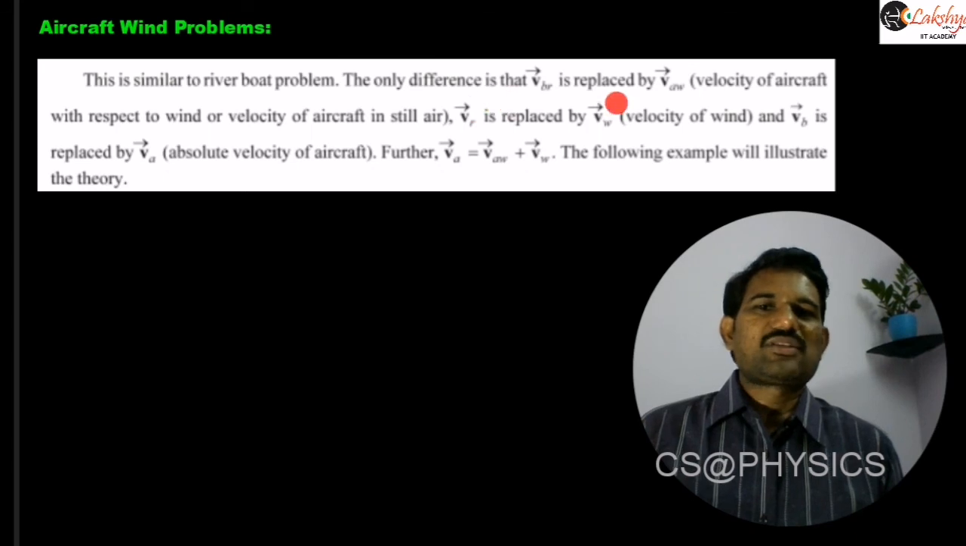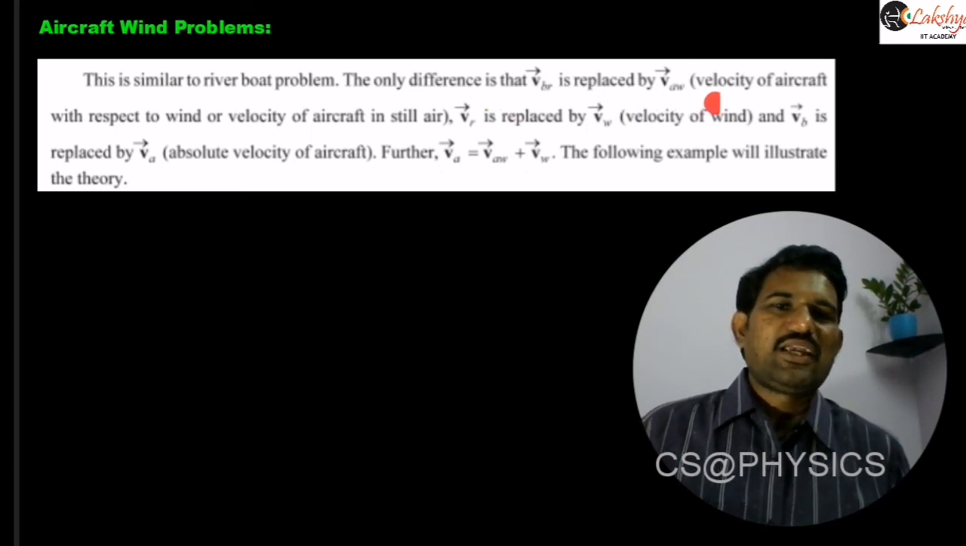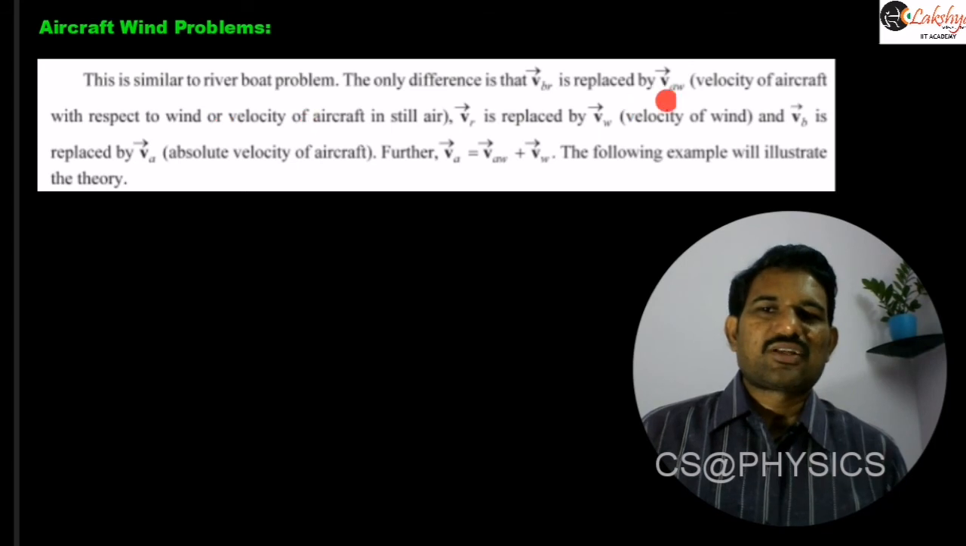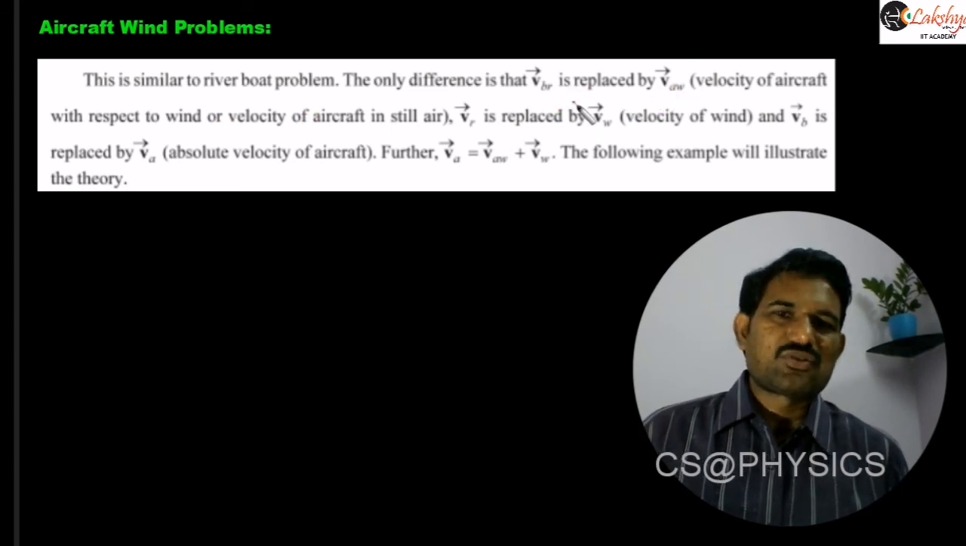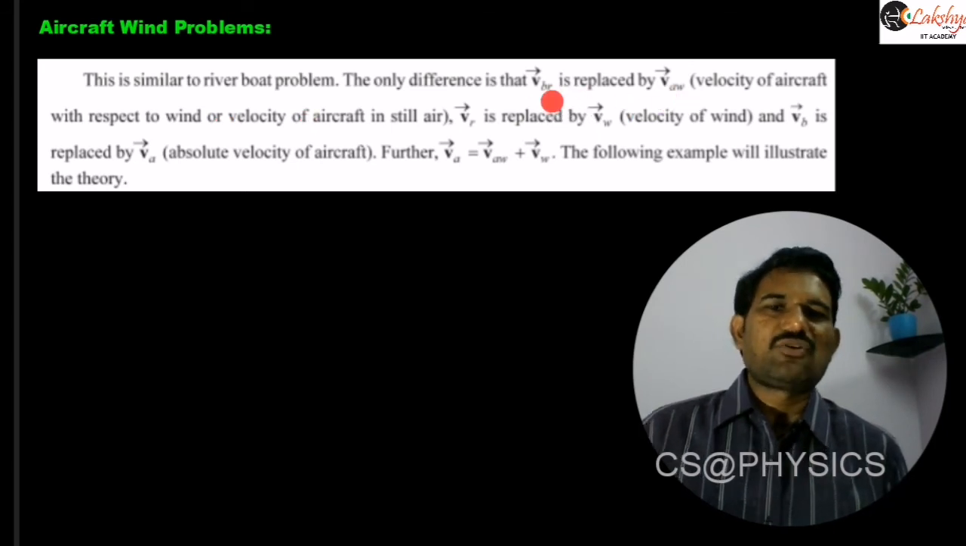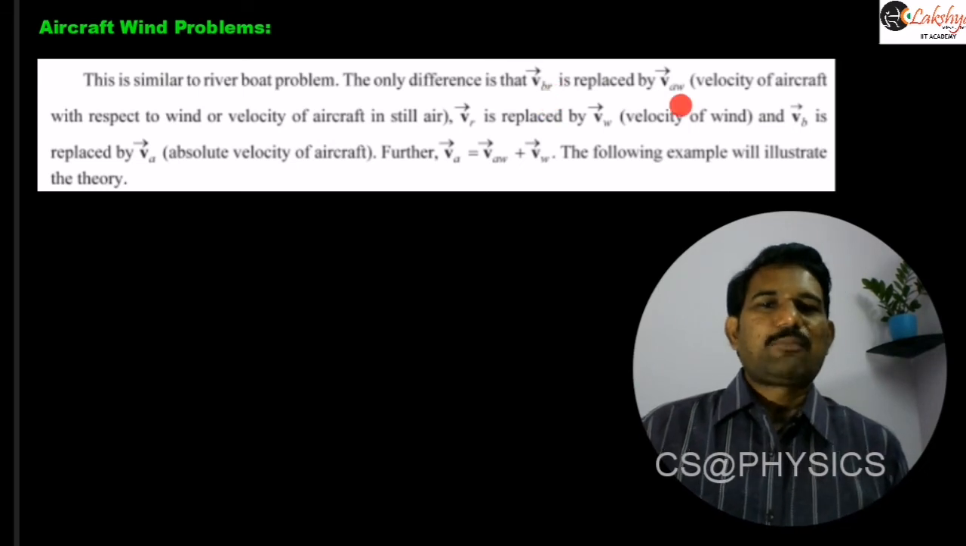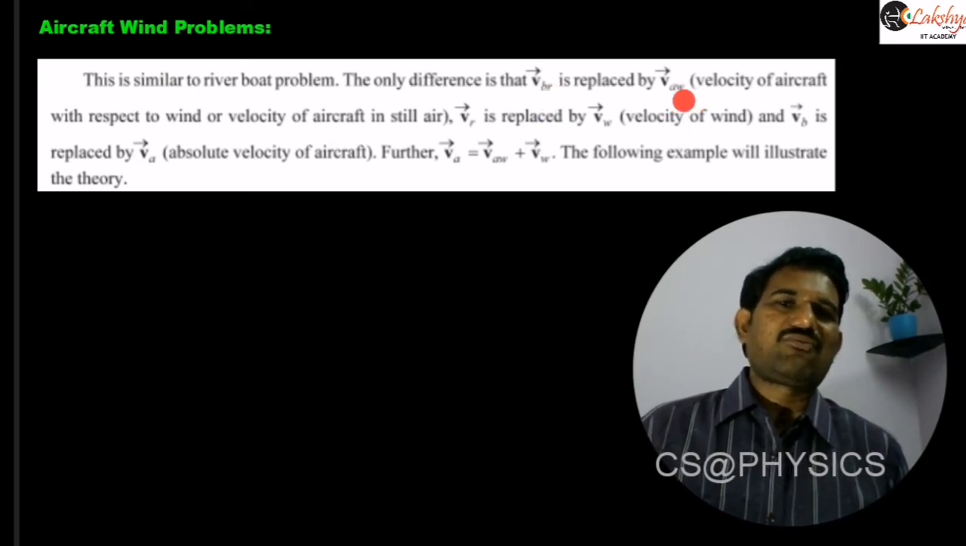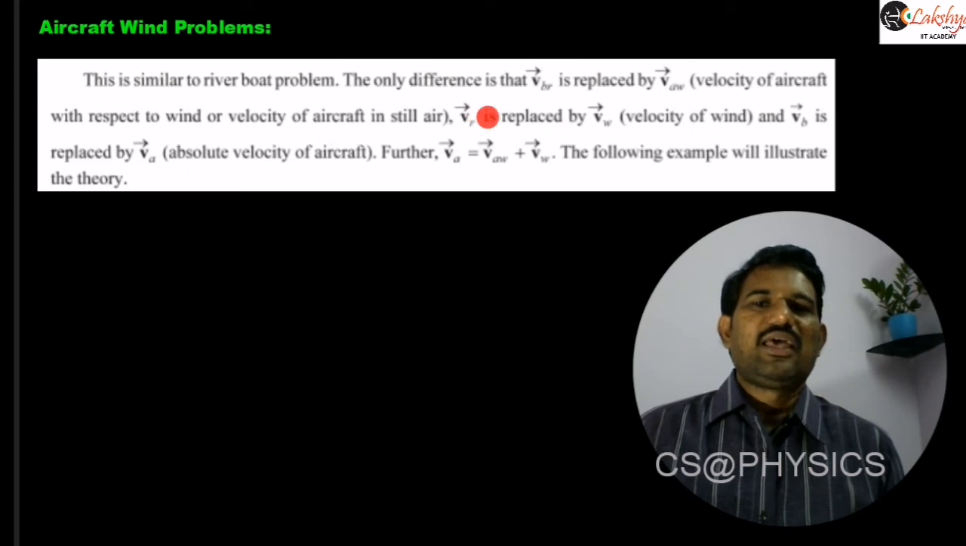Only difference is VBR is replaced by VAW, velocity of aircraft with respect to the wind. So that is the difference we need to observe here. So VBR, velocity of boat with respect to river, we are replacing with velocity of aeroplane or aircraft with respect to the wind. And velocity of the river is to be replaced with velocity of the wind here.